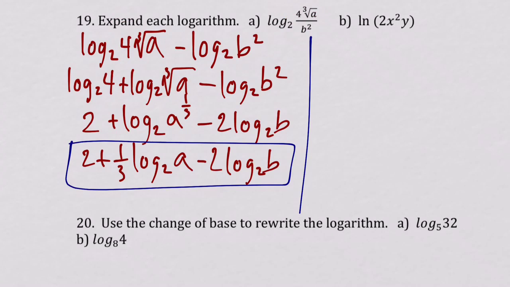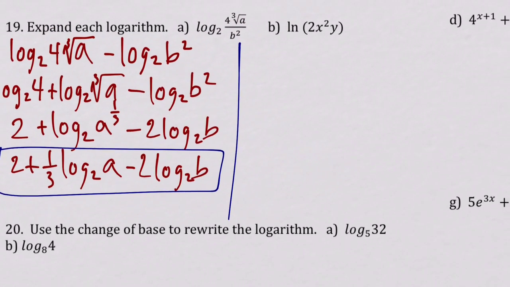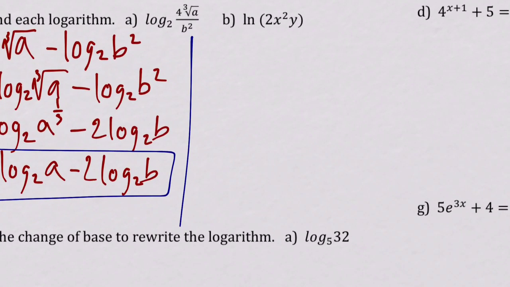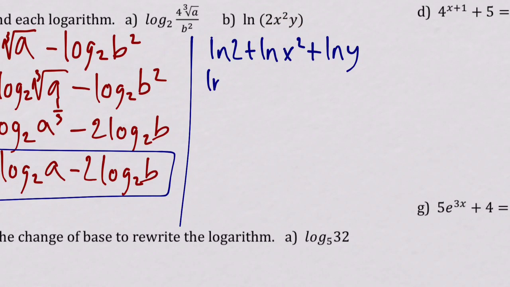All right, let's look at b. B is much easier. Natural log of 2x squared y. I'm going to break those up. There's three things being multiplied here. 2, x squared, and y. So I'm going to write it as natural log of 2 plus natural log of x squared plus natural log of y. And the only thing left to do here is to bring the 2 down. So natural log of 2 plus 2 natural log of x plus natural log of y. And that's it for that one.